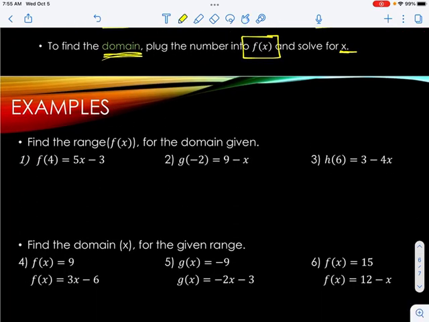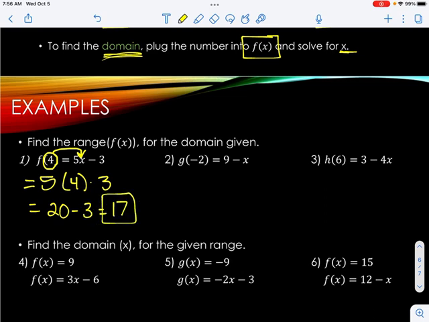If you notice here on this first one, it says f of 4. Normally, that's an x. So we're just going to take that and replace the x with 4. So it'd be 5 times 4 minus 3. So 5 times 4 is 20. 20 minus 3, that is 17. Now, what did you just find?